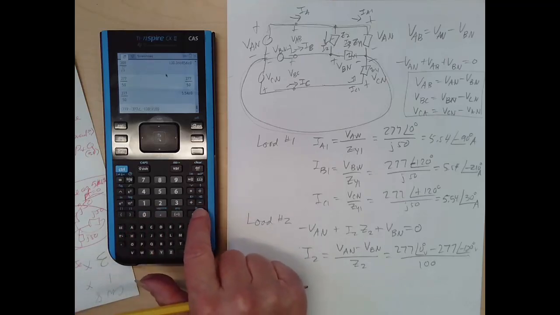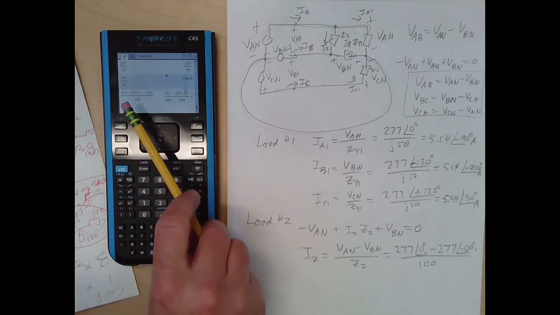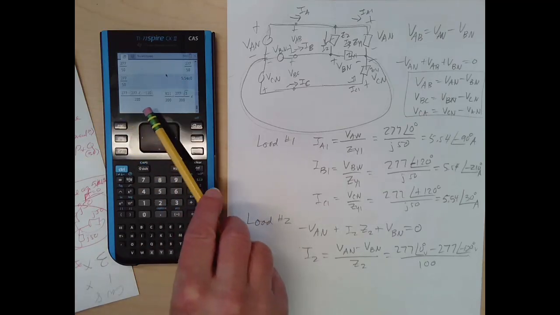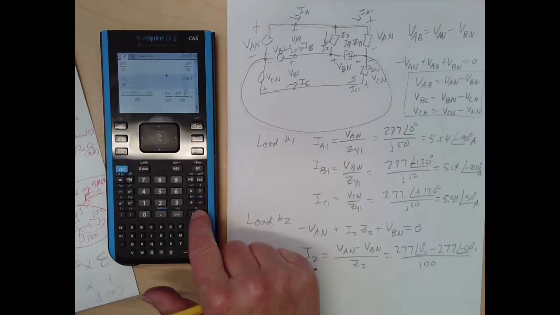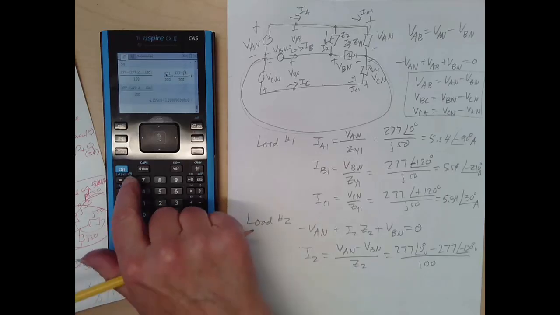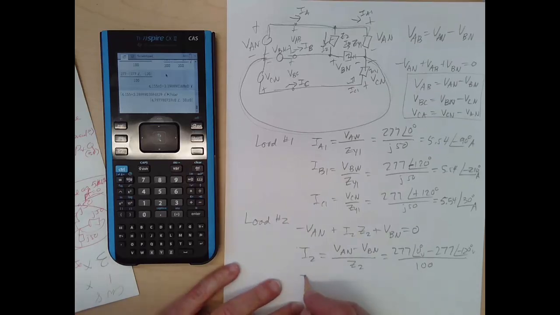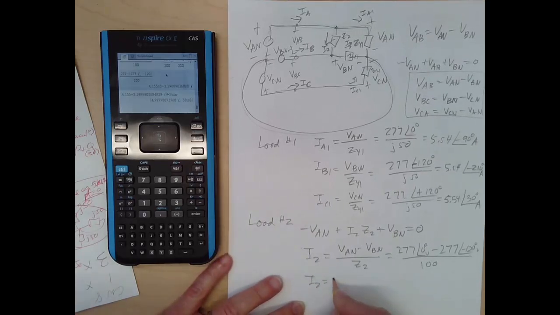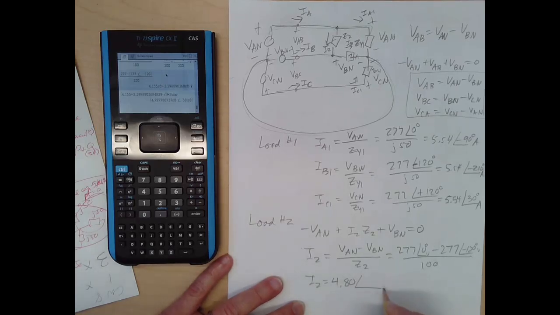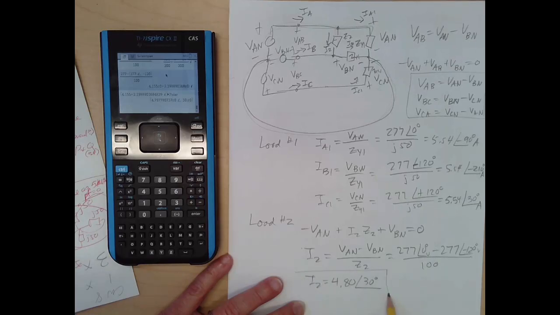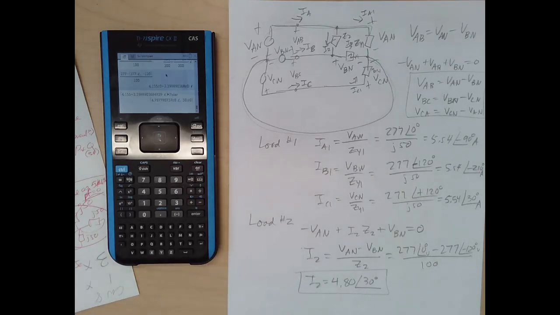I think that looks good. And let's put it in polar form. So I2 is 4.80 angle of 30 degrees. Okay. I don't know why I put a box around that, but anyway.